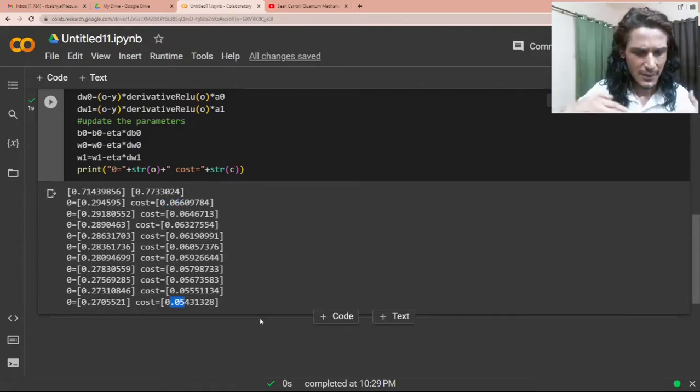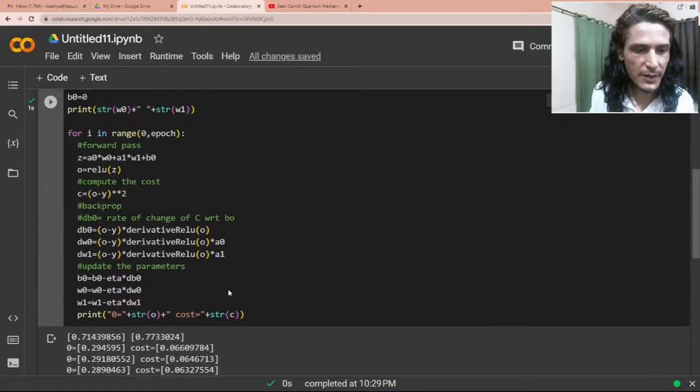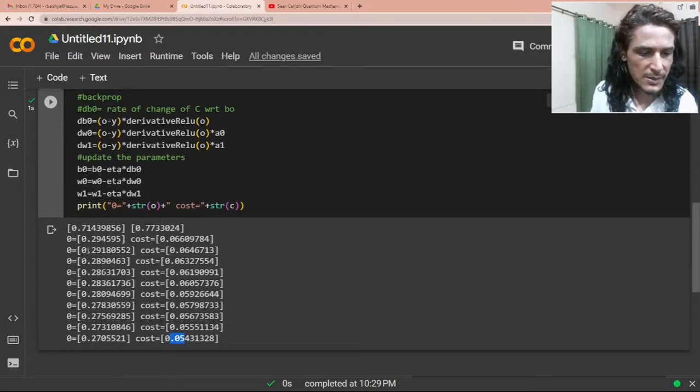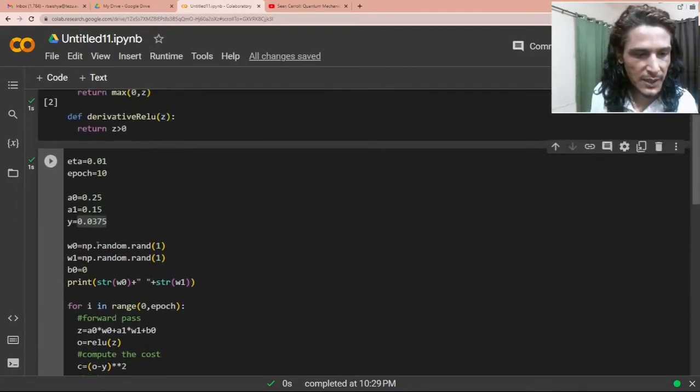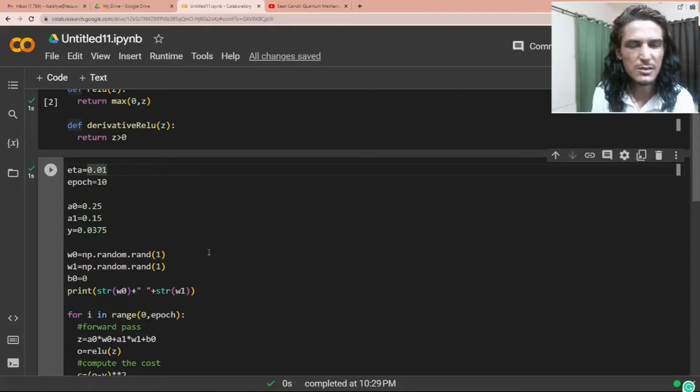So you can see that the network has just started learning, but because the epoch count is so small, it just stopped abruptly there. Another thing you notice is that the output is moving towards the solution very slowly. That is happening because of this small learning rate.